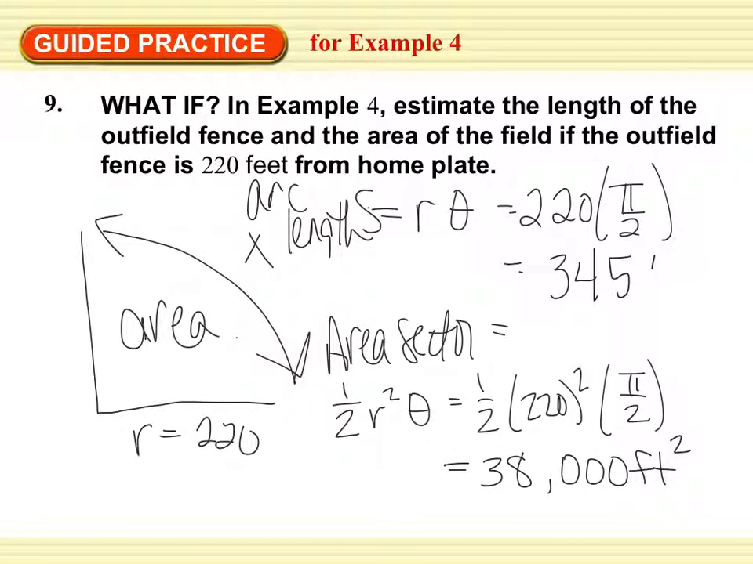I have arc length, S equals r theta, and there's my answer. Again, I'm using 3.14 for pi because I don't have the button, so your answer may be about 346 feet. And then the area of the sector, I got 37,994 square feet to be exact. I just checked the book and they got 38,013 square feet. So if you used a pi button, you may be more accurate.